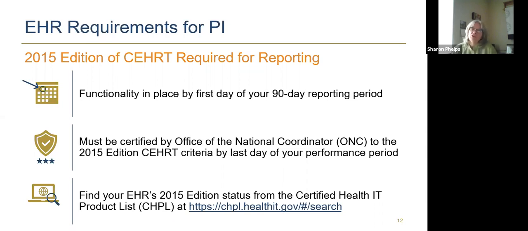So if you got your 2015 edition put into your system this year, it's important you know what date you got the functionality and what date your system was certified. And then you need to find that certified health IT product list number. They call that the CHPL number. And we'll talk about that again in just a minute.